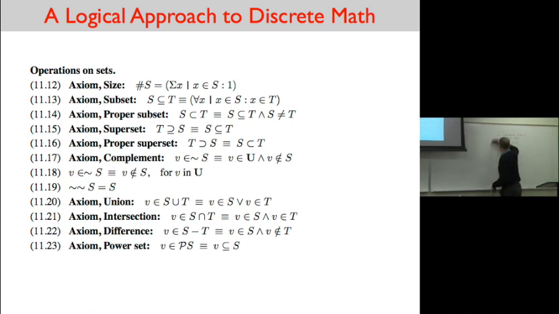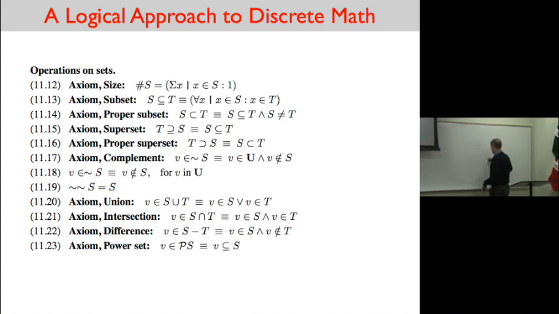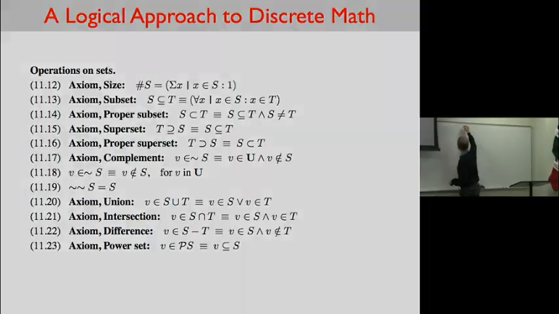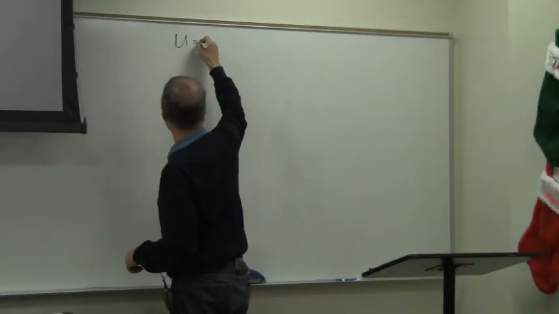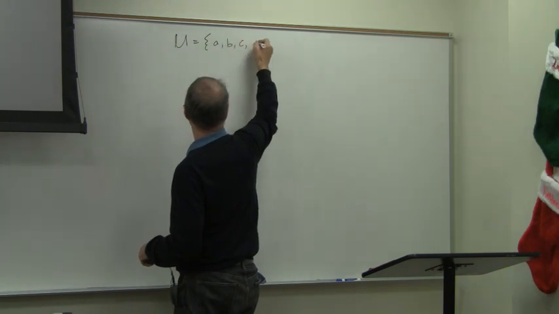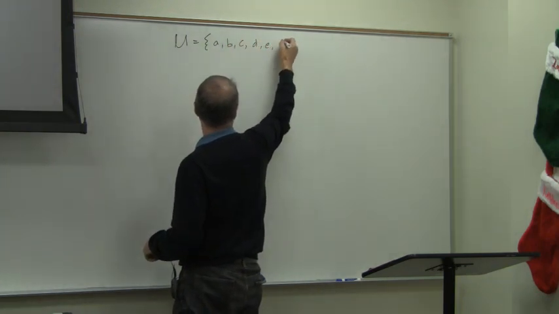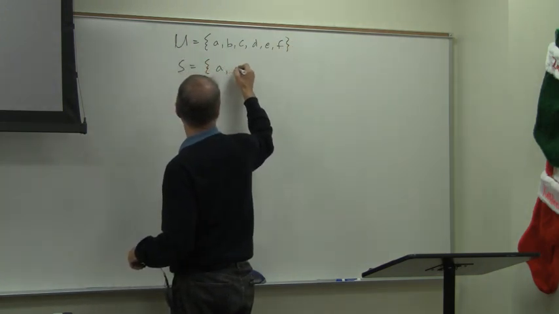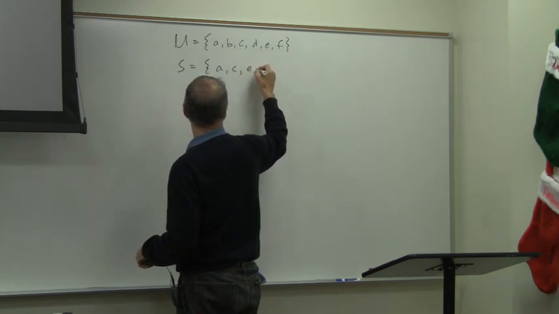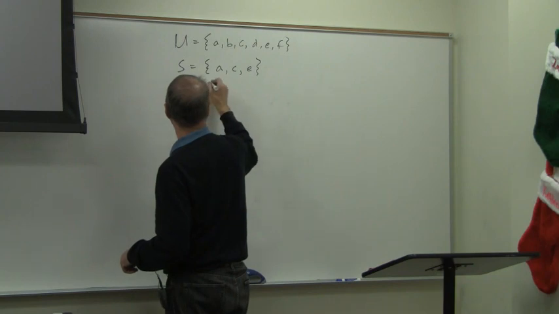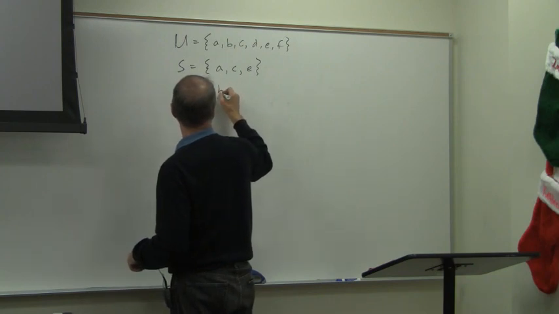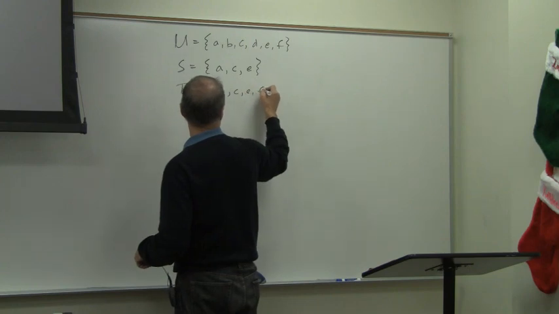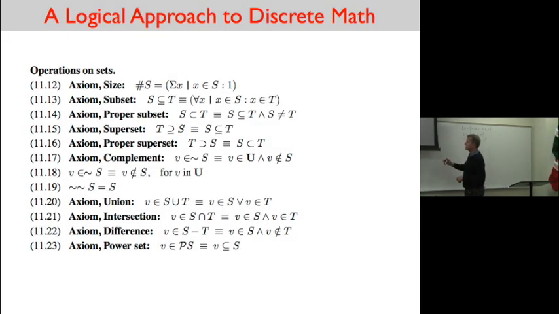So what does it mean to take the union of two sets? Okay, so let's do this. Let's have the universe be A, B, C, D, E, F, and let's have S be A, C, E, and let's have T be B, C, E, F.